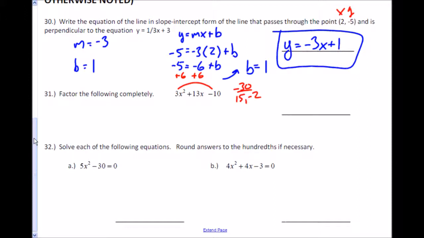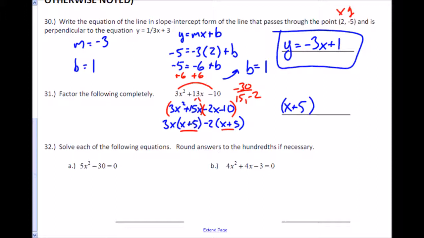And now I can't use my shortcut on this one, so I've got to split up the middle term and do factor by grouping. So I've got 3x squared plus 15x minus 2x minus 10. And I group the first two together. I group the second two together. Out of the first two, I can factor out a 3x, which leaves me with an x plus 5. Out of the second two, I can factor out a -2, which leaves me with an x plus 5. So now my two factors are the x plus 5. It's the thing that I had in parentheses. And if I were to take that away, I'd be left with a 3x minus 2. So that's my other factor. Okay?